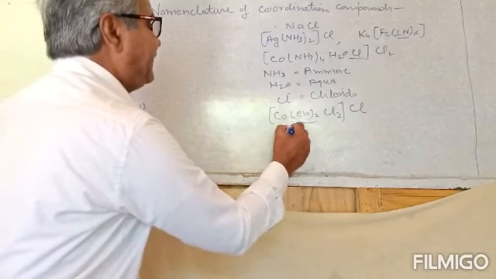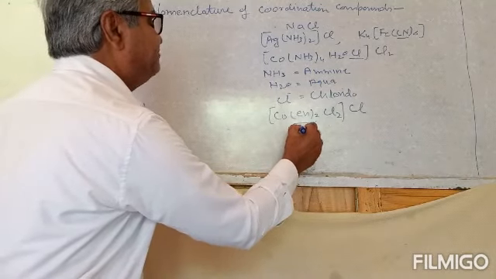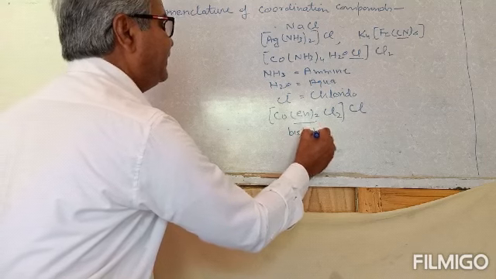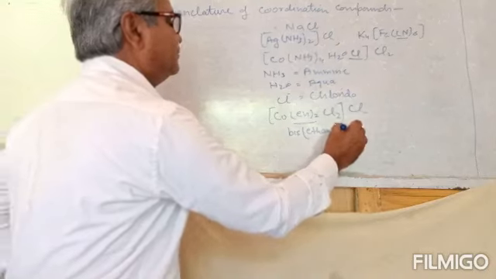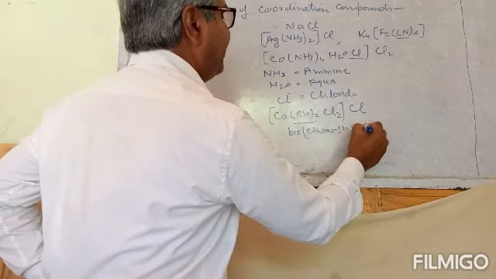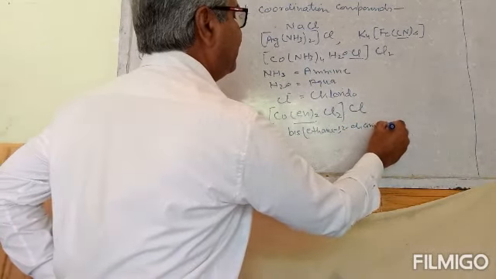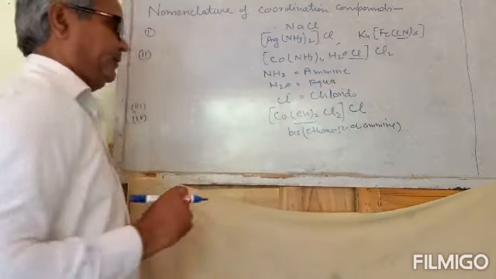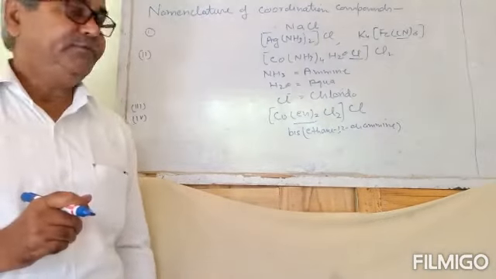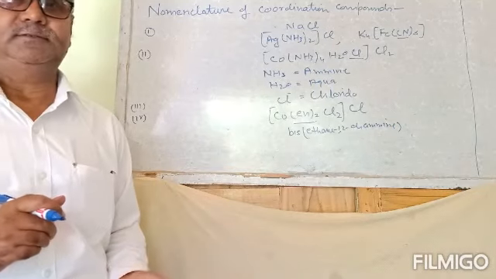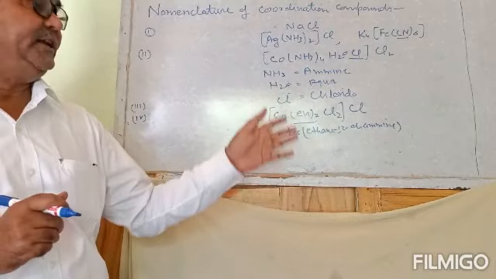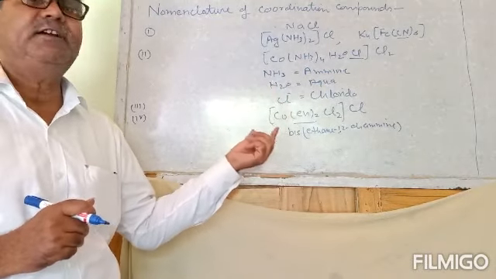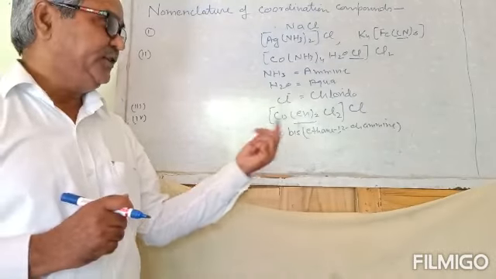It will be written as bis, B-I-S, bis, and now ethane 1,2-diamine, A-M-M-I-N-E. If there is word tri, then tris will be used. If the name carries word tetra, then tetrakis will be used. So this is very important point.